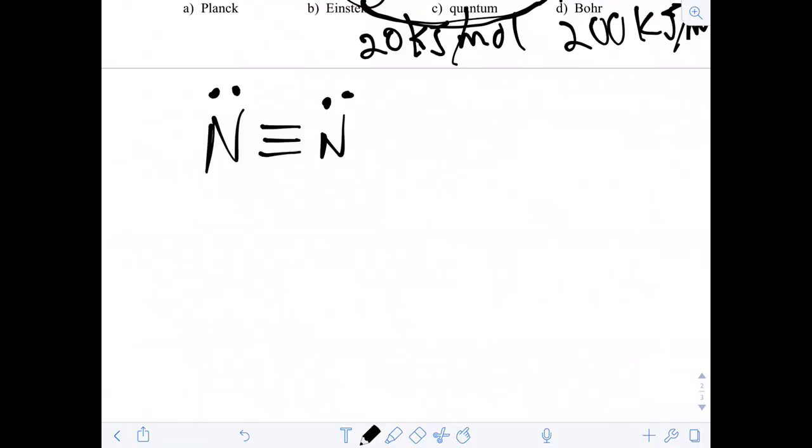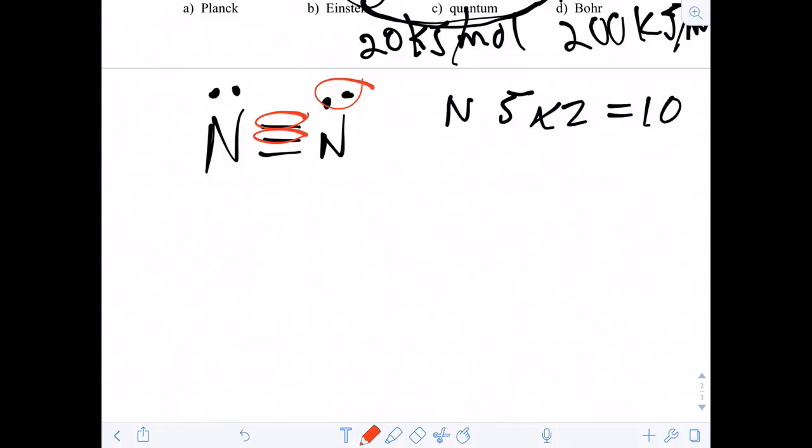Let's make sure we use all the electrons. How many electrons does nitrogen come with? 5. Comes with 5 times 2, right? There's 2 of them, so that should be 10 total. Let's count them up. 2, 4, 6, 8, 10. No formal charges, right? No formal charges. That's a good start. So this is the type of thing you'll be expected to do for the test.